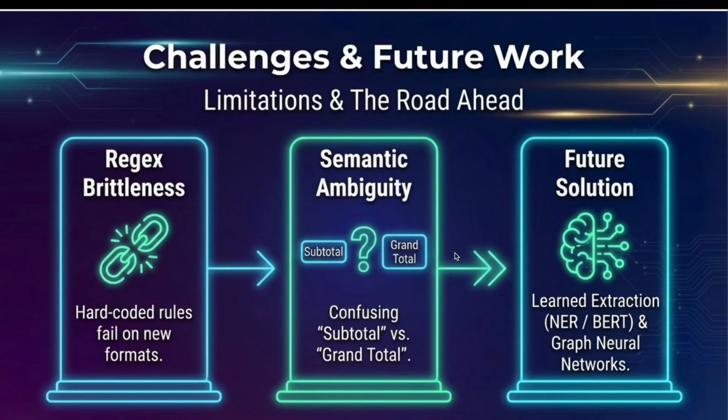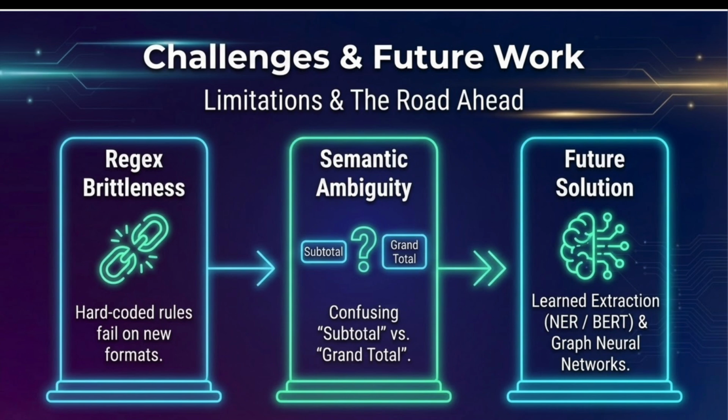Okay, let me break down the remaining challenges and our path forward. First, regex brittleness. Our current system uses hand-coded pattern matching rules, like looking for the word total followed by a dollar sign and numbers. While effective for standard formats, these hard-coded rules fail on novel layouts. If a receipt says amount due instead of total or uses unconventional spacing, our patterns break.